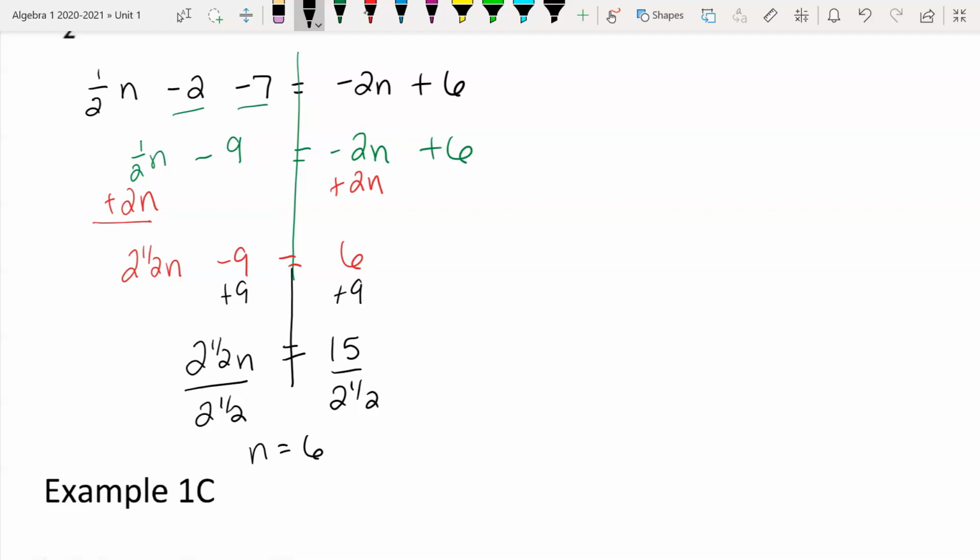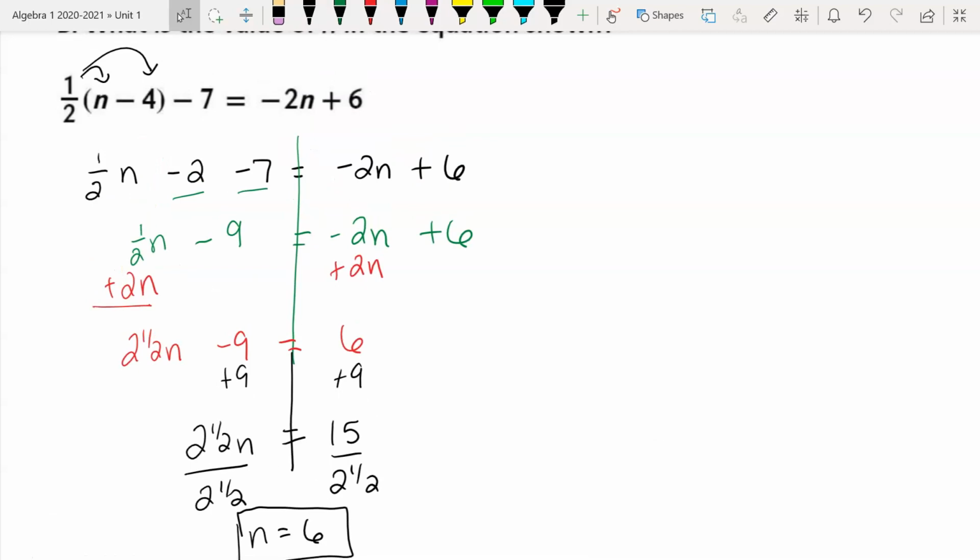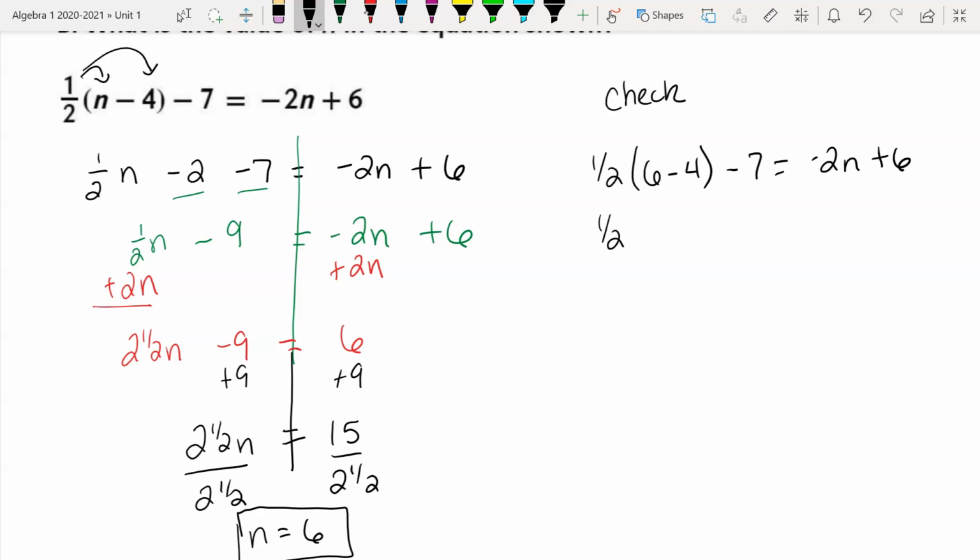Now can we plug it in and check it? Well, just like we did in the first problem, of course we can. Again, if this was a test or a quiz, I strongly encourage you to check it to make sure it works. So when I check, I get 1/2 times 2 minus 7 equals, instead of writing n, I should have wrote a 2, or 6, sorry.